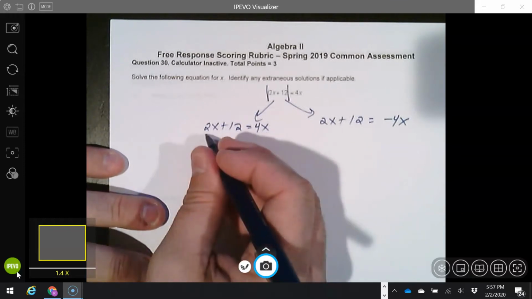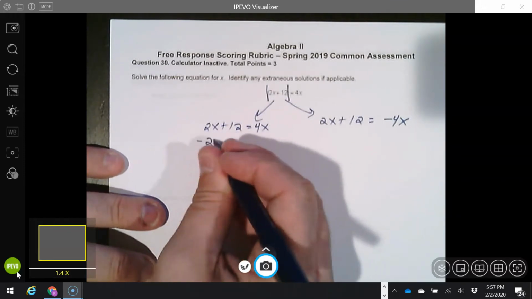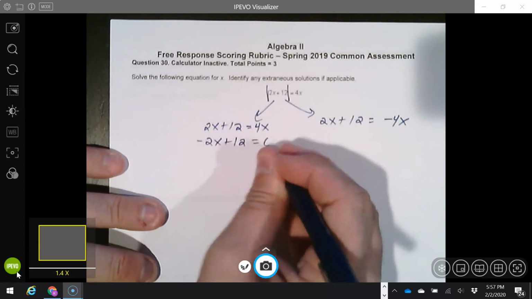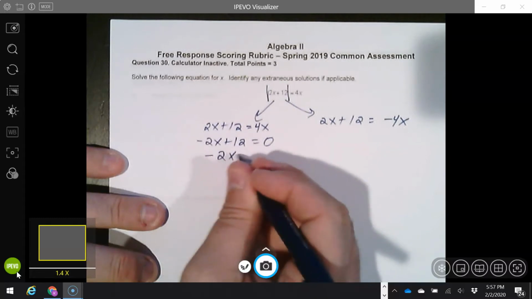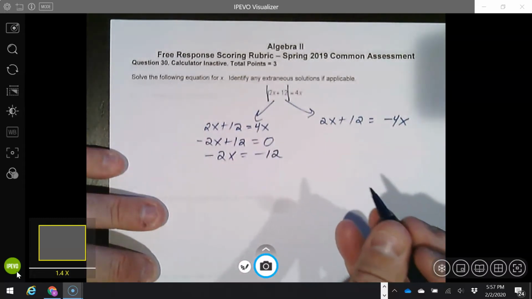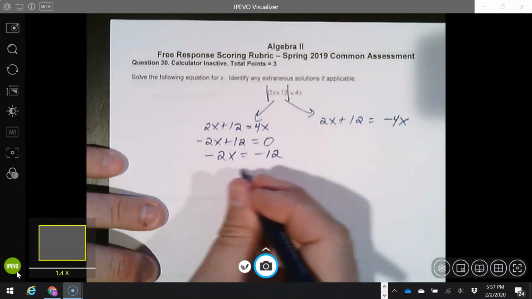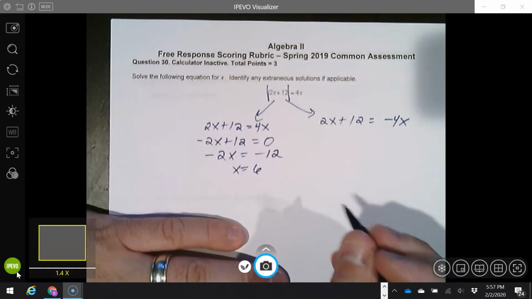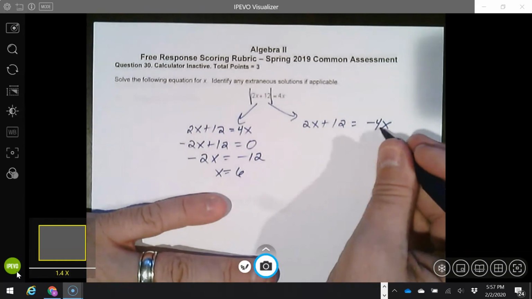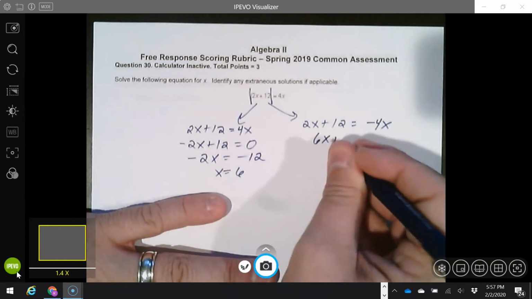I'm going to subtract 4x from both sides. I'll get negative 2x plus 12 equals 0. I'll subtract the 12 to the other side. Negative 2x equals negative 12. I'll divide both sides by negative 2 and I get x equals 6. Looks good to me. Over here I'm going to add 4x to both sides.